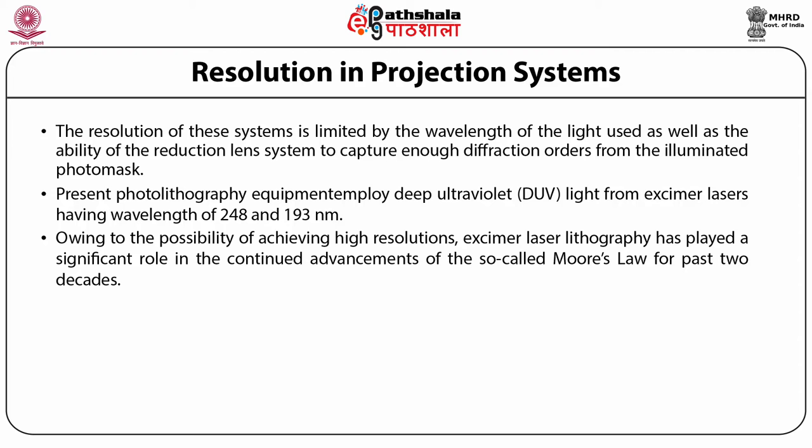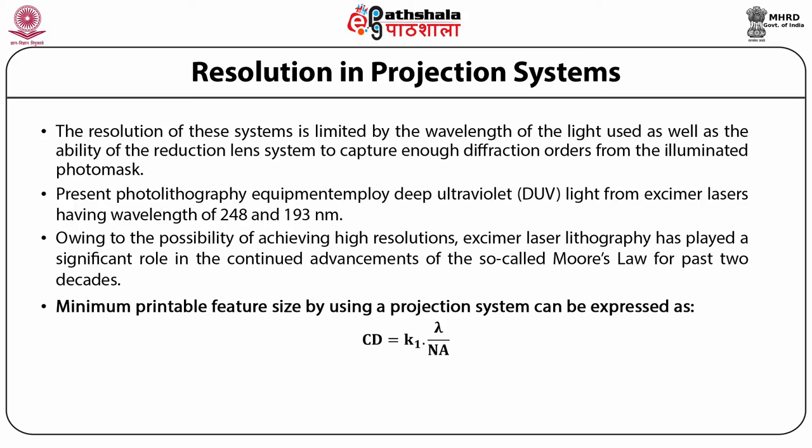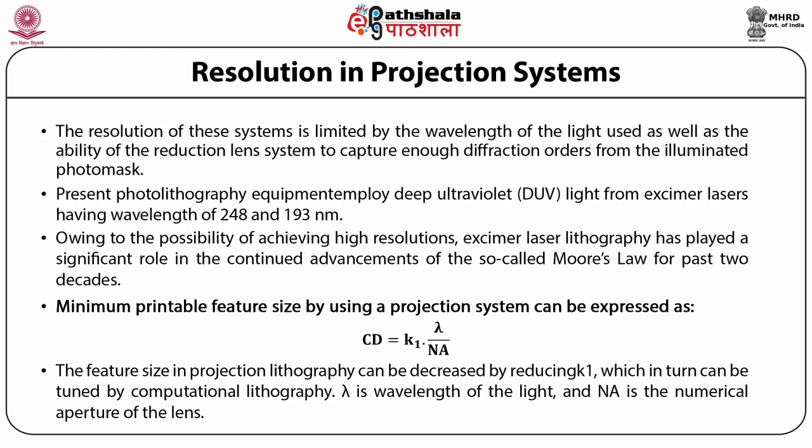Minimum printable feature size using a projection system can be expressed as CD equals K1 times lambda by NA, where CD is the minimum feature size, known as the critical dimension. K1 is a coefficient accounting for processing factors, and its typical value is 0.4 for manufacturing. The feature size in projection lithography can be decreased by reducing K1, which in turn can be tuned by computational lithography. Lambda is the wavelength of the light, NA is the numerical aperture of the lens.